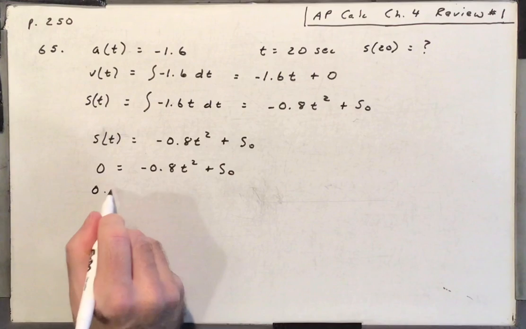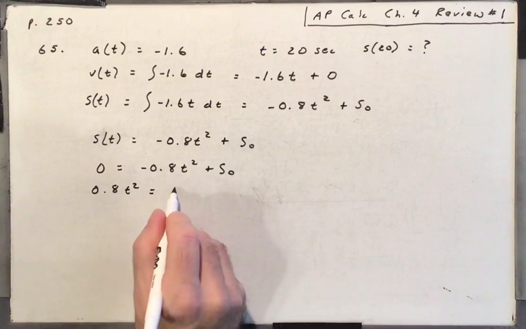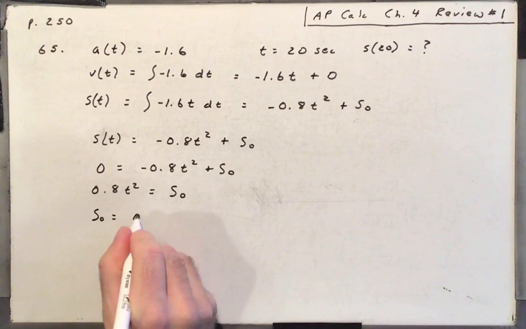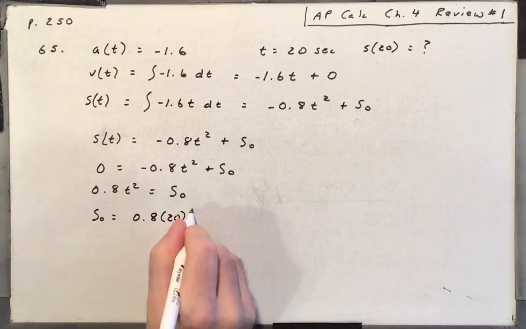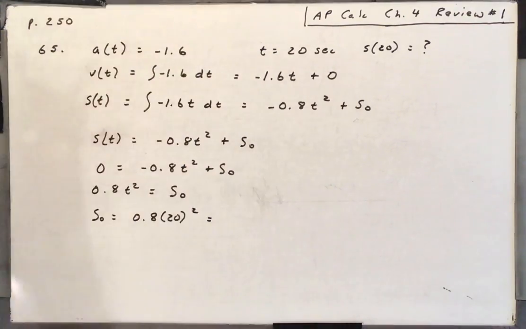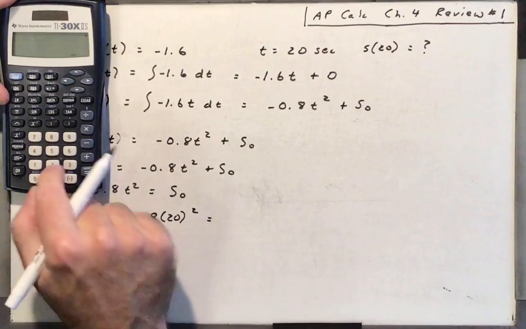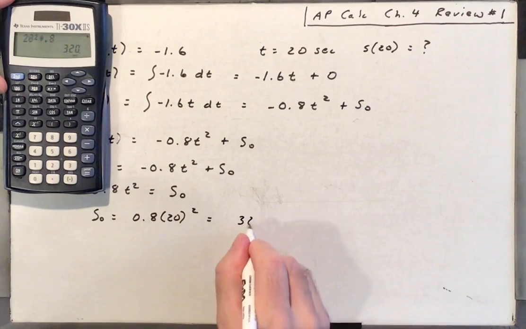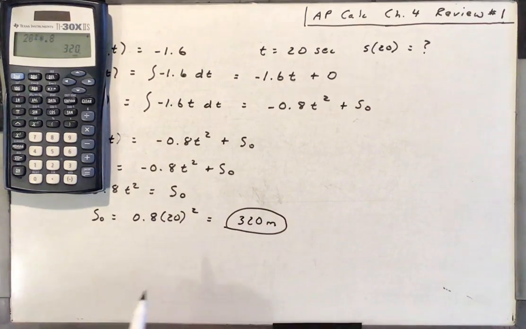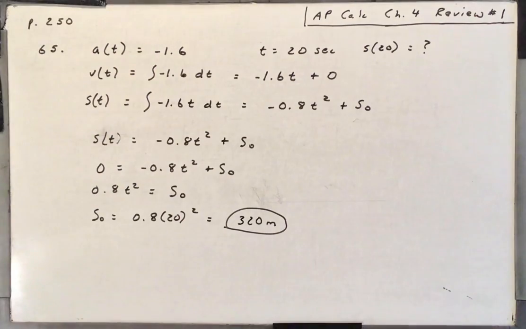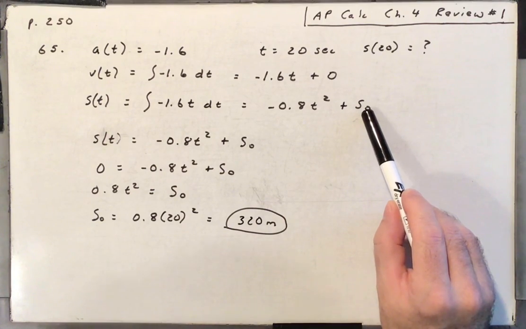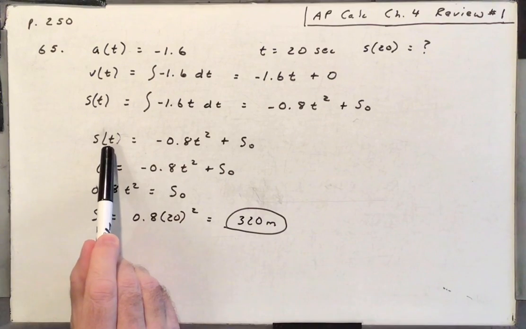All right, so 0.8 t squared is equal to our initial position if we move this to the left. So s naught is going to be 0.8 times 20 squared. All right, and we are in meters. So 20 squared times 0.8, that's 320 meters. All right, for this one, just remember you're trying to find that initial position. How far did it fall? And then the final position is 0, the surface of the moon.